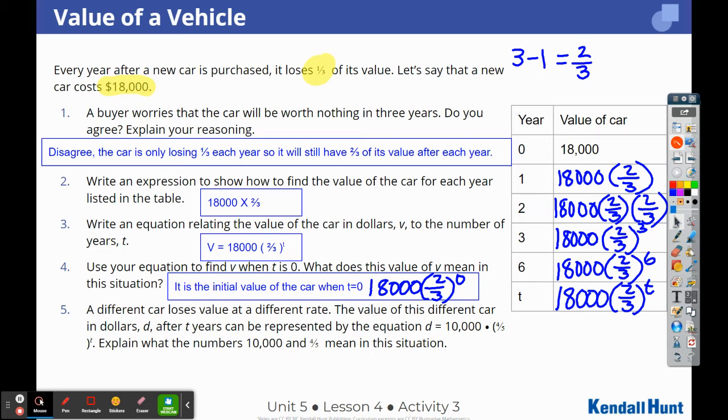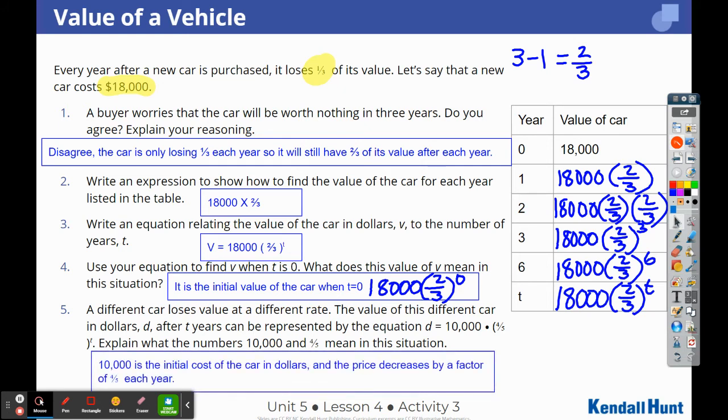Look at a different car. It's losing at a different rate, and it's represented by the equation d equals 10,000 times 4/5 to the power of t. So what do the values 10,000 and 4/5 mean in this situation? So the value 10,000 is the initial value of the car, and the 4/5 tells us that it's decreasing by a factor of 4/5 each year. So that is our growth factor, but it is now decreasing instead of increasing like in the previous lesson.